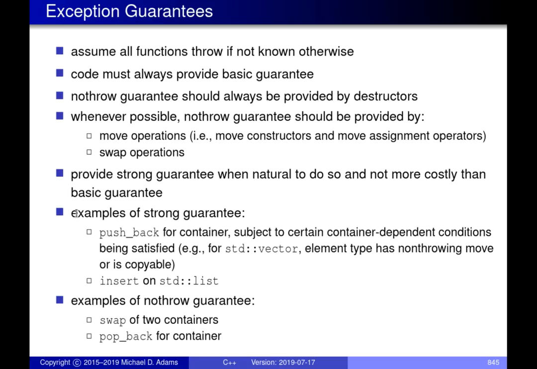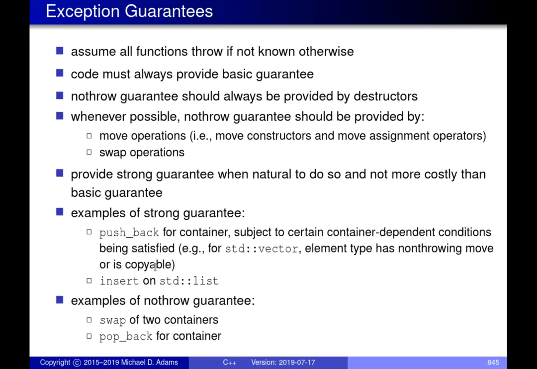So some examples of strong guarantees that are made in the standard library: the push_back operation, which essentially adds elements to a container, as long as certain container-dependent conditions are satisfied. The example I'll use is std::vector. If you use the push_back member function for std::vector, as long as the element type either has a move constructor that doesn't throw exceptions, or it has a copy constructor, in other words, the type is copyable, the vector makes the strong guarantee for push_back.